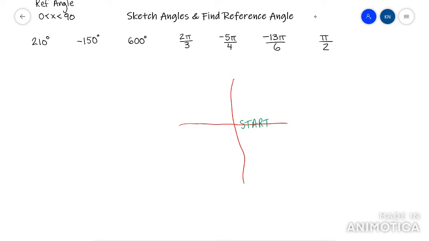Another thing you need to know going into this is what a reference angle is. Basically, wherever you end up, the quickest way back to your x-axis is your reference angle. It's always going to be between 0 and 90 degrees, which means it's always going to be positive. Some people say or equal to 90. I'm not one of them.